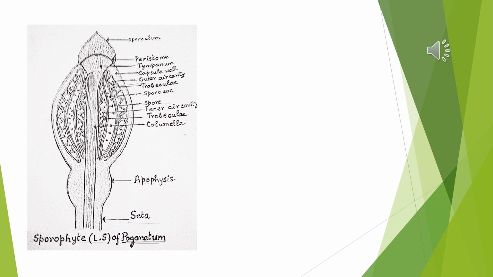After that, on both sides, from outer to the inner side, are: 1. Multilayered capsule wall; 2. Outer air cavity having inside trabeculae, that is the chlorophyllous ribbon-like tissue, followed internally by spore sac containing spores, and interior to this is the inner air cavity with trabeculae. After that, in the central area, is the centrally placed multilayered columella for conduction and support.